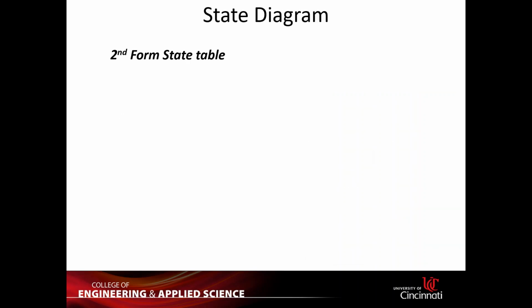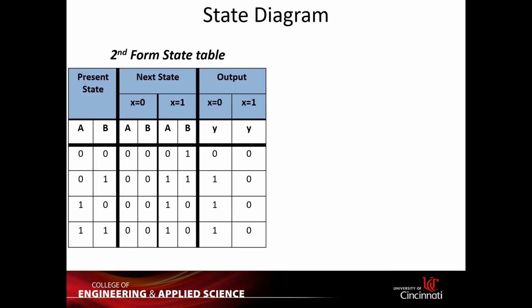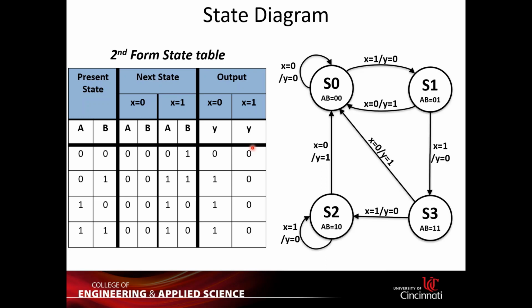Okay, so before we start, I'm going to talk about the second form of the state table. Differently from the first form, which has present state, input, next state, and output, in this state table you only have present state and next state, and you can have another column for output. You can make a sub-column for different input combinations. Then you can fill your state table accordingly. Given the state table, you can generate a state diagram.